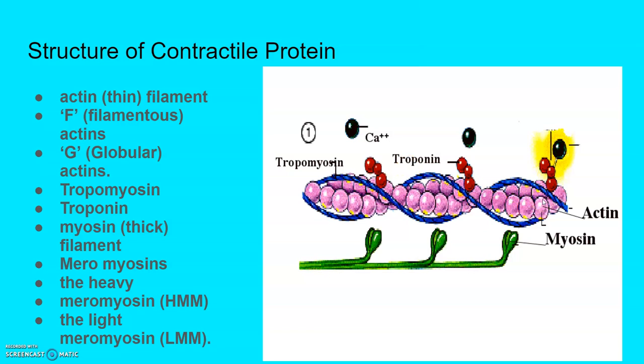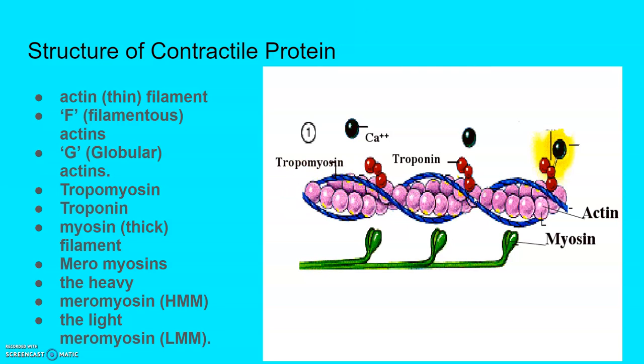Now two filaments of another protein called tropomyosin also run close to the F actin throughout its length, and a complex protein which is called troponin is distributed at regular intervals on the tropomyosin. So this is the structure of the contractile protein which helps in the further movement of the muscle.